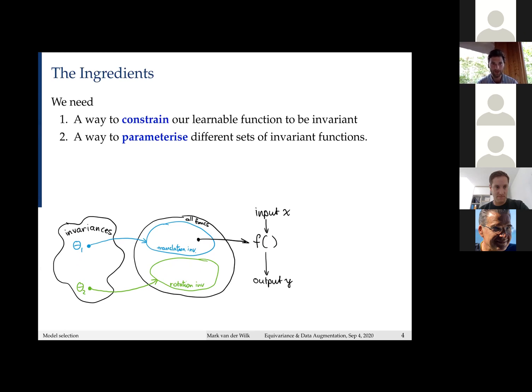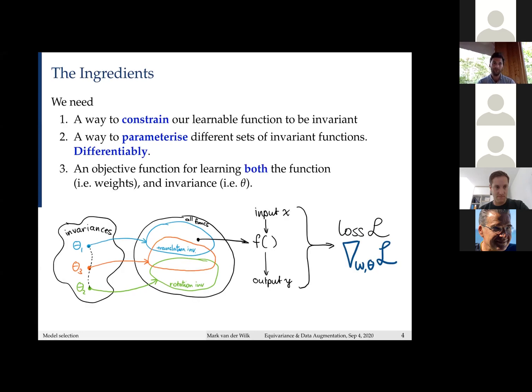Now, in order to learn everything through gradients, we also need to make sure that we parameterize these sets of functions differentiably. So we need to make sure that there's a smooth mapping from the parameters that describe the invariance to the constraints that we apply on the function.